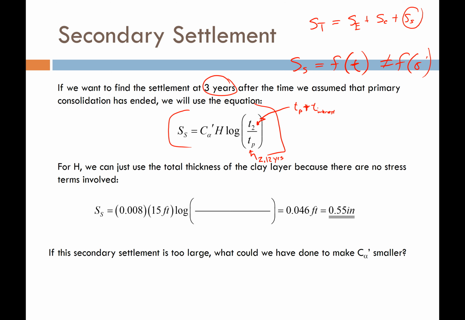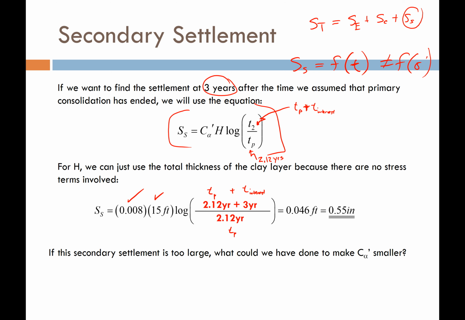So here we go. Here's our modified secondary compression index. It was given to us. Here's the thickness of the clay layer, that's 15 feet. So now we just need to plug in T2, and that's going to be T sub P plus the time of interest, which is 3 years, all divided by T sub P, which was again the 2.12 years. So I make that calculation and I get 0.55 inches for my secondary compression settlement.